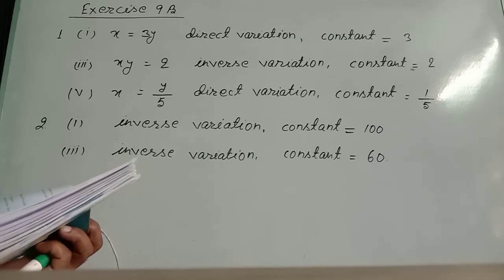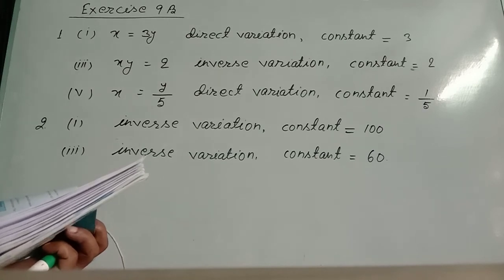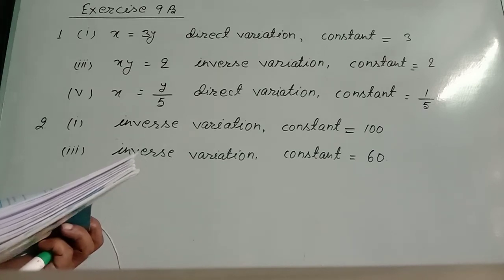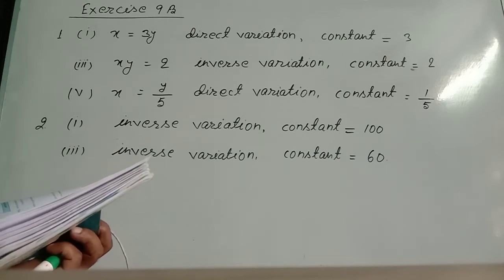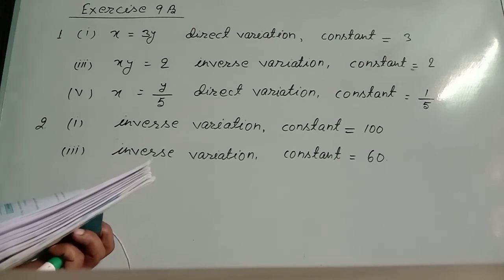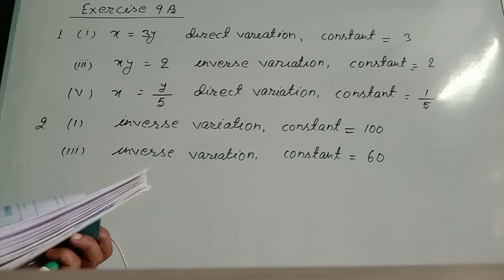Roman number 3. Here we are saying as the values of x are increasing, the values of y are decreasing. So this table is also in inverse variation, and here the constant is 60, because 2 into 30 equal to 60, 3 into 20 equal to 60, 4 into 15 equal to 60, 5 into 12 equal to 60.